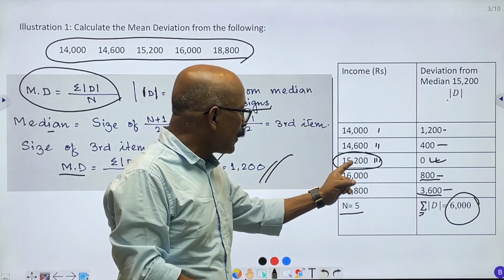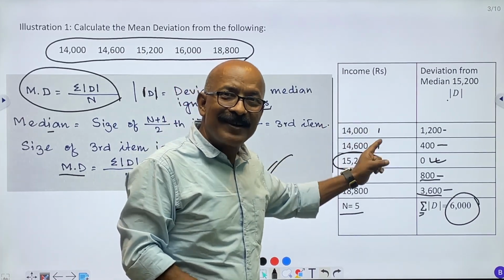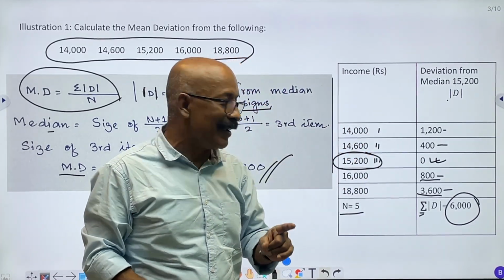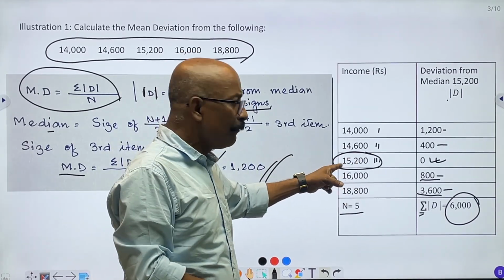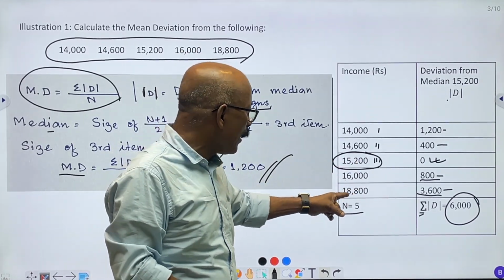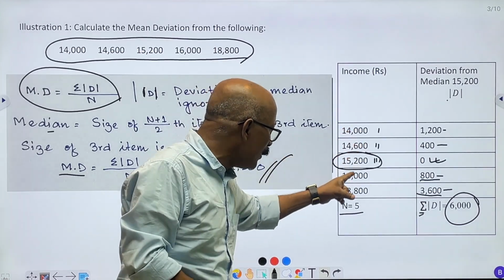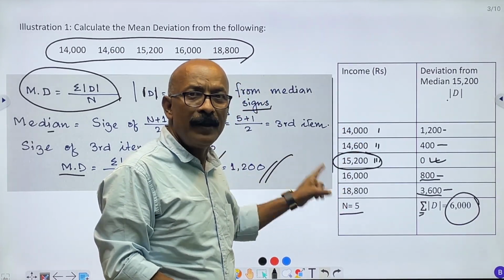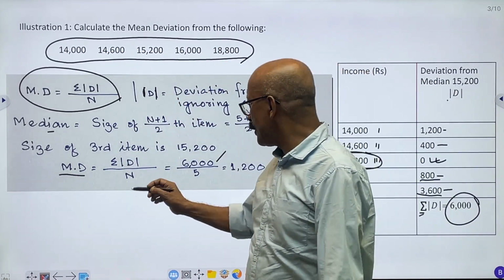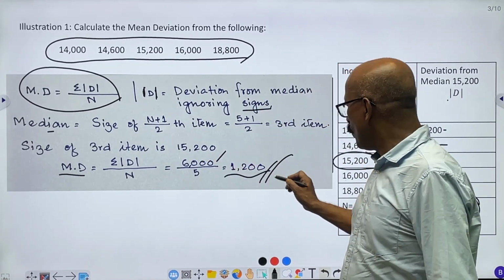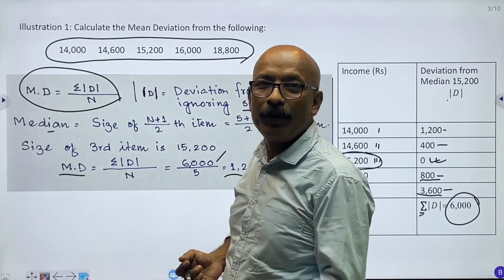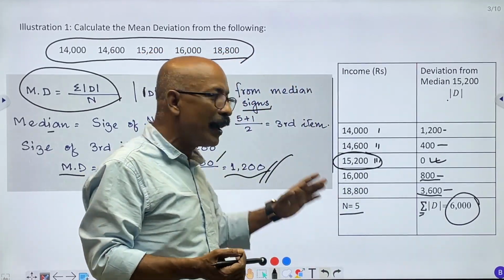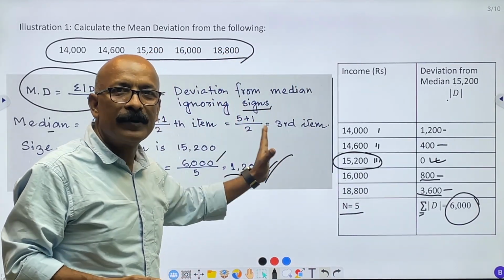When the matter is in the case of discrete series or continuous series, n will always stand for the total number of frequency. But here frequency is not available, so n will always stand for how many observations there are. Here, 6,000 divided by 5 gives 1,200, and this is the procedure to calculate mean deviation from individual data or individual observations.